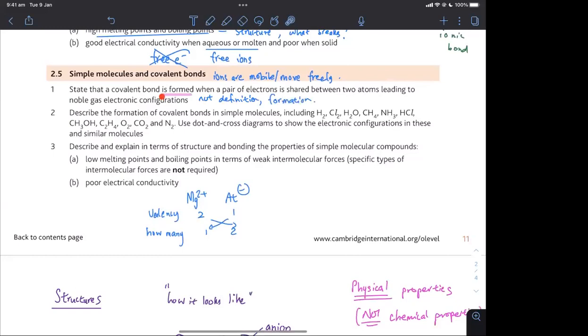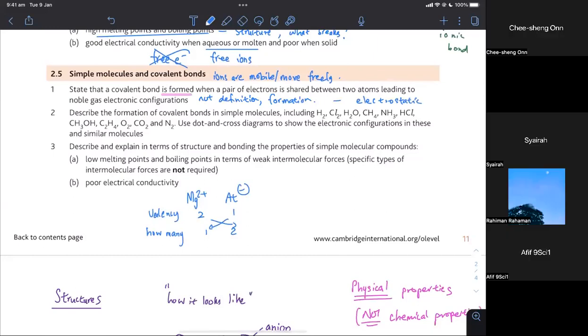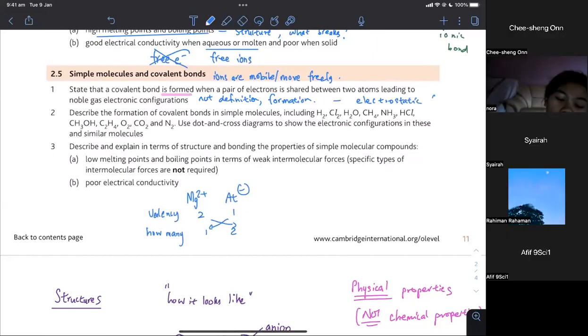Covalent bonds, just like ionic bonds, have to do with electrostatic force of attraction. So this word again: positive attracts negative. So electrostatic force of attraction. The key here really is what is your positive and what is your negative.